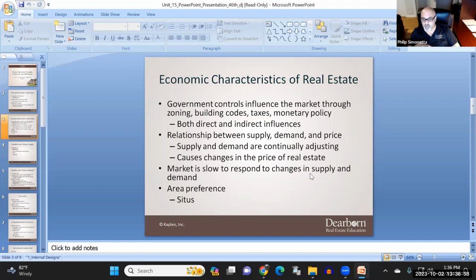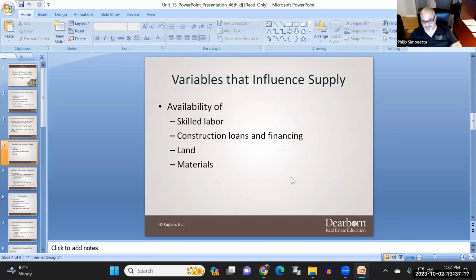The market is slow to respond to change in supply and demand. So it doesn't automatically change like that. It takes months, right? It takes time for it to flow through. Sometimes years. And there's different area preferences. There's different sites, there's different areas. Some people like the beach more than the mountains, right? Some people like the mountains more than the beach. That's going to determine value, right? A condo on the beach is worth a lot more than a condo just in a neighborhood, right?